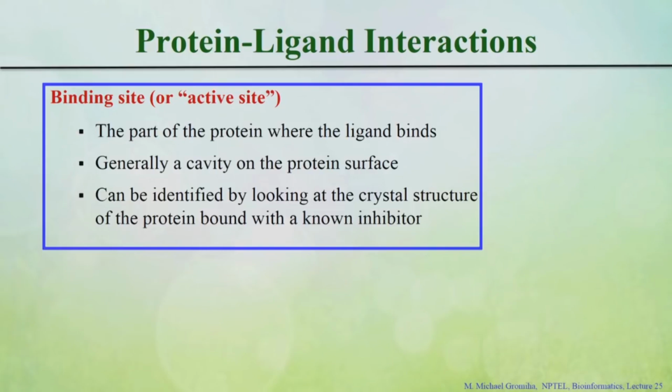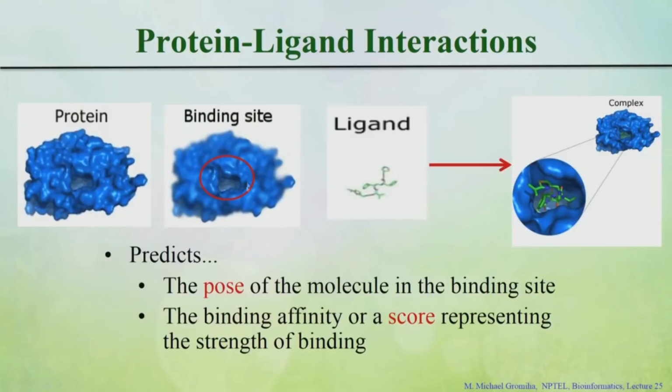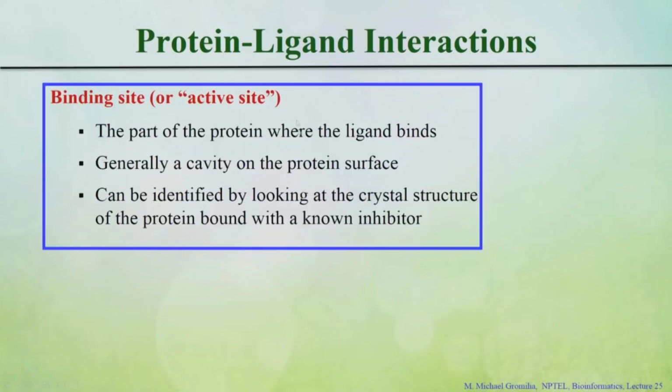So, 2 different aspects: one is the binding site or the pose, and the second is the scoring. What is the meaning of binding site or pose? Here you can see this is the part of the protein where the ligand binds. In this figure, this is the place where the ligand can probably bind. So, you can call this the binding site, and generally this kind of cavity is on the protein surface, because the interior part is highly covered and mainly imparts the stability of the protein.